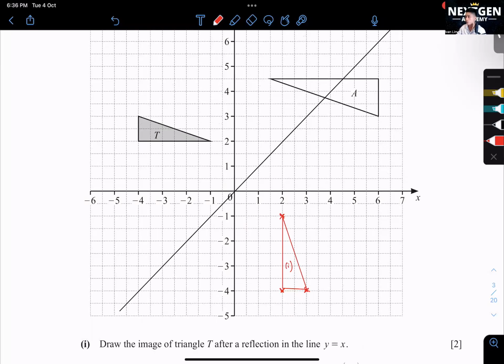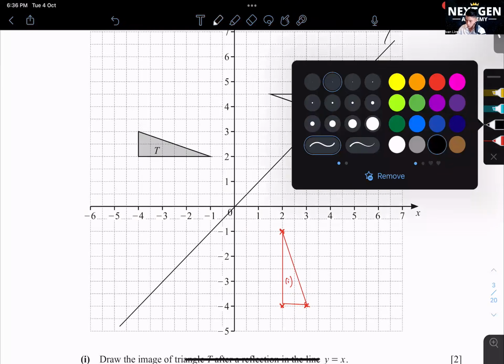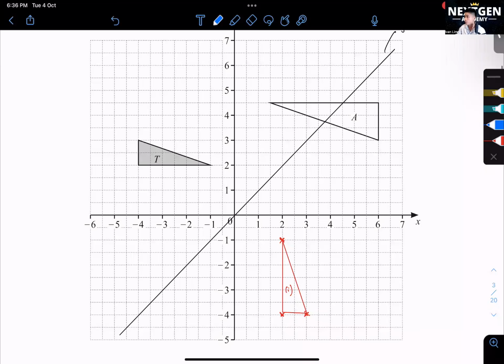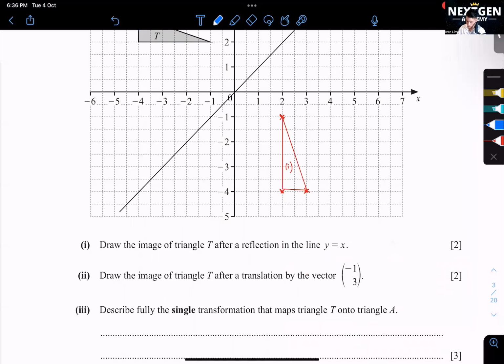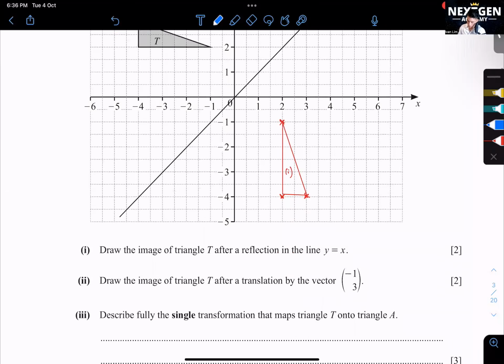Hold on. Teacher needs to read the point from here also. Second one, you'll get the point -5, 6. Then here, -5, 5. And then -2, 5. So this is the second one. Question 2 done. Question 3.